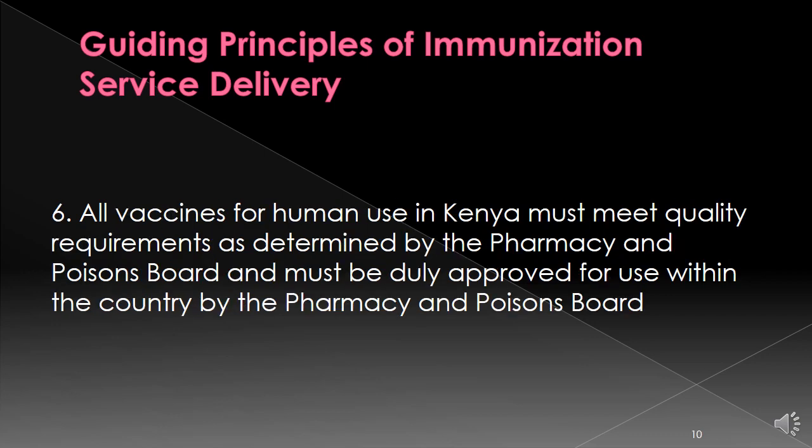Guiding principle number 6, all vaccines for human use in Kenya must meet quality requirements as shall be determined by the Pharmacy and Poisons Board, and they must also be duly approved for use by the same board. So we are saying that a vaccine that has not met the requirements and has not been approved by the Pharmacy and Poisons Board should not be administered to any Kenyan child or adult.